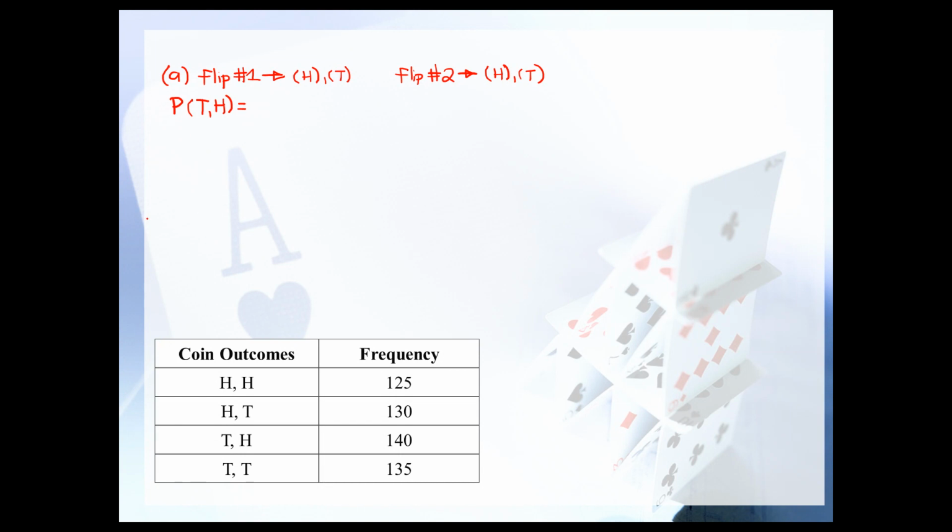So the probability of obtaining tails and then heads would be the probability of obtaining tails on flip number 1 times the probability of obtaining heads on flip number 2. So this would be equal to, okay, on flip number 1, how many possible outcomes are there? There's 2. You can get heads or tails. On flip number 1, just to clarify, this is flip number 1.